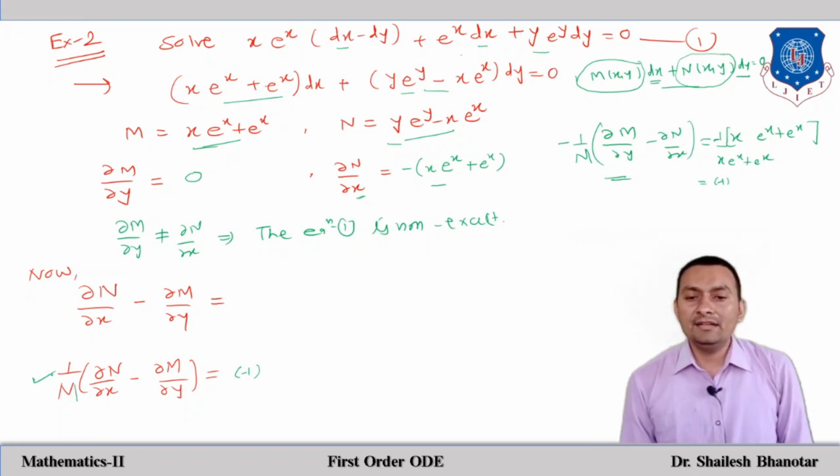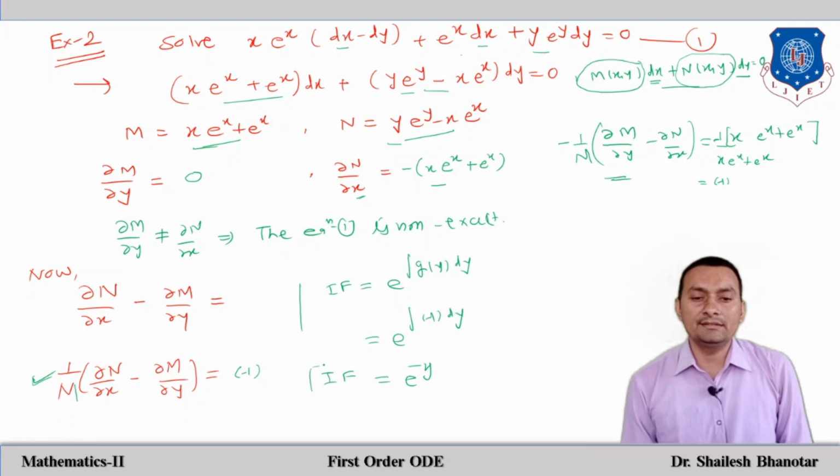So now you can verify with this: 1 by M into del N by del x minus del M by del y, and the answer will be minus 1. Therefore our integrating factor will be e raised to the integration of g of y dy, and therefore g of y is nothing but minus 1. So what you will get is e raised to minus 1. So that is your integrating factor.